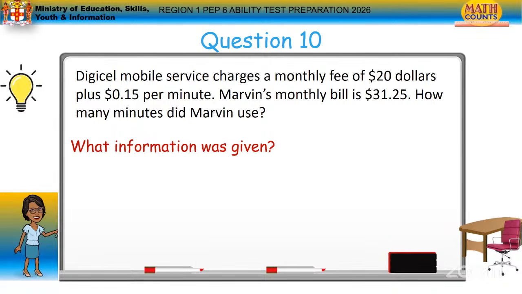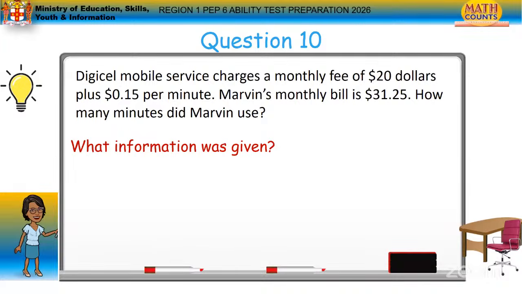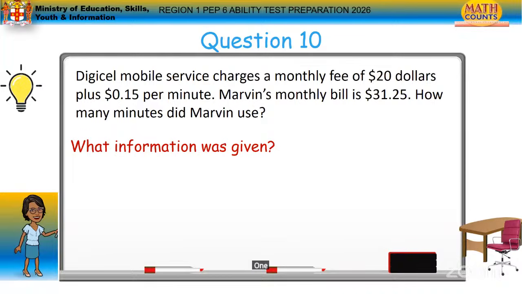You can raise your hand if you wish to speak. Say what information is given in the question, or you can go ahead and type it in the chat. DuPont has mentioned that the monthly fee is $20. And very good. That's one bit of information. The monthly fee, somebody else is also saying the monthly fee. All right, so we're given the monthly fees. Thank you so much for that. If you have a different response, then you can keep your hand up. If not, please lower your hand.